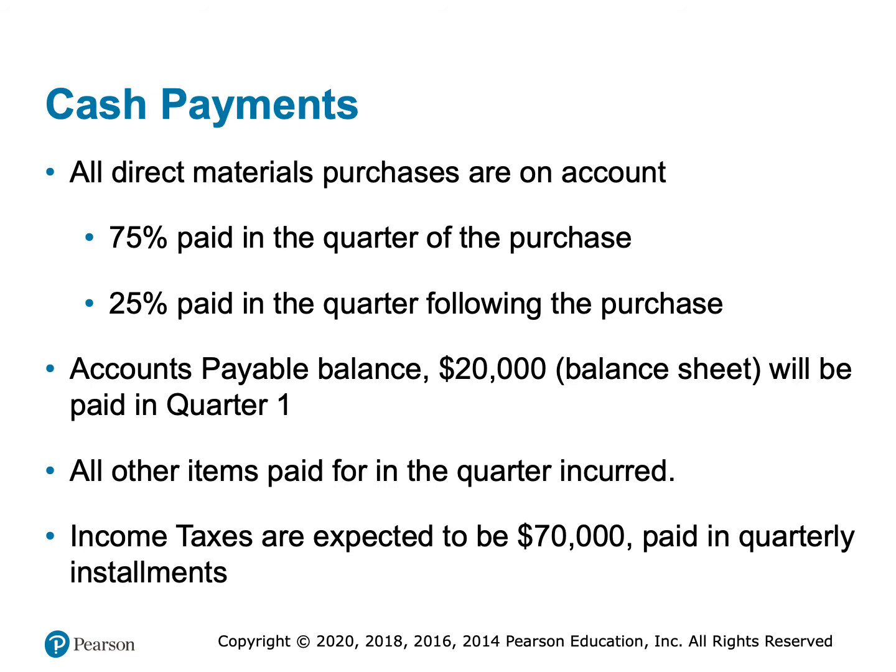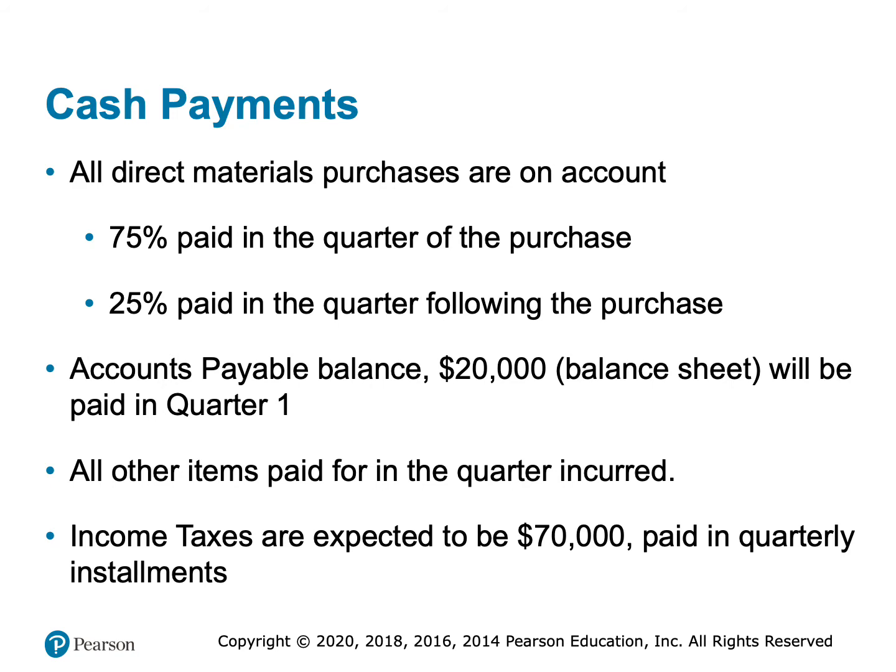If you flip all the way back to the beginning to that balance sheet, you'll see that we have a $20,000 balance in accounts payable. That's money that we owe from last year for materials, so the stuff we probably bought in end of November, December that we now have to pay in this quarter. Everything else is paid for in the quarter incurred. So labor, overhead, those sorts of things are paid in the quarter incurred.